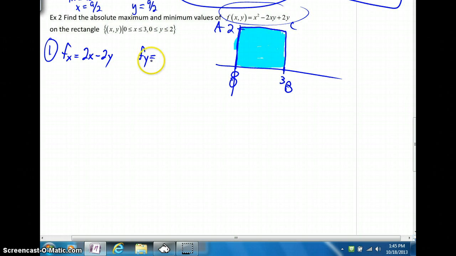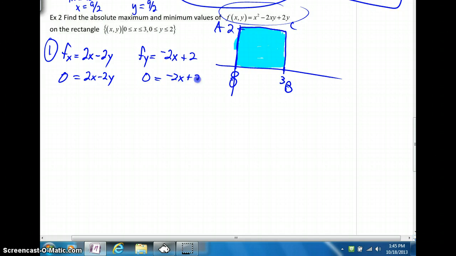With f sub y, the derivative of f with respect to y, we'll be left with negative 2x plus 2. So hopefully we agree with that. Setting both of these equal to 0 will get us a system of equations that we need to solve.